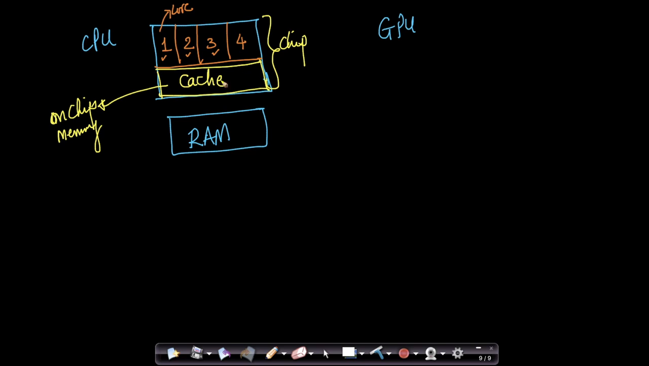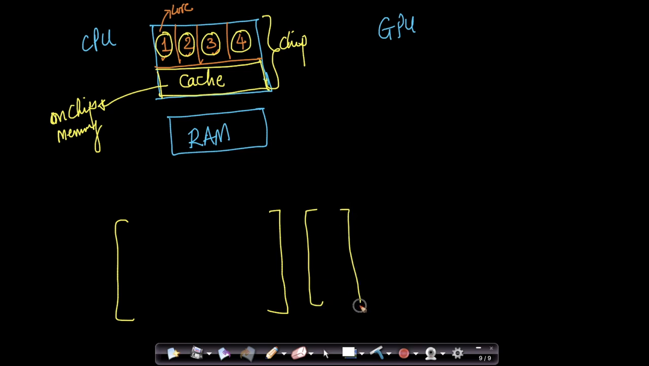The closer you are to each of your cores, the faster you can access the data. So cache is literally a space where, suppose I'm trying to do an operation: I have a matrix A and I'm trying to multiply it with a vector B. This is matrix A and this is vector B.